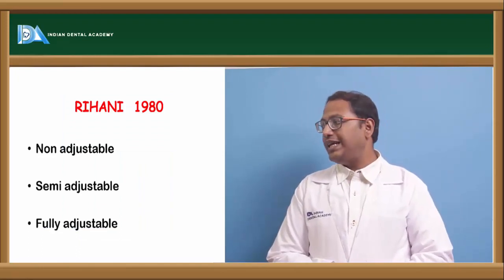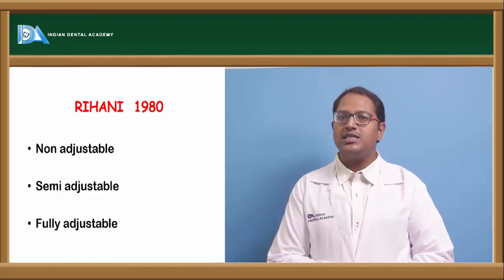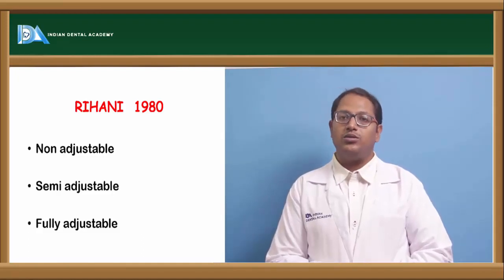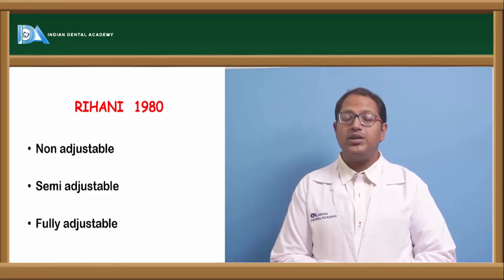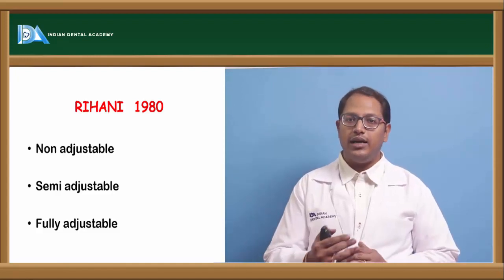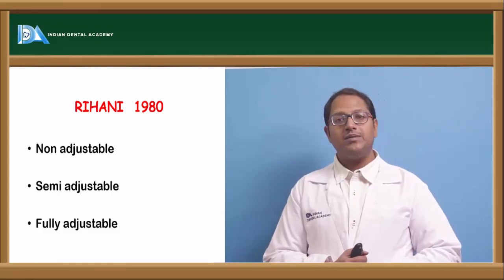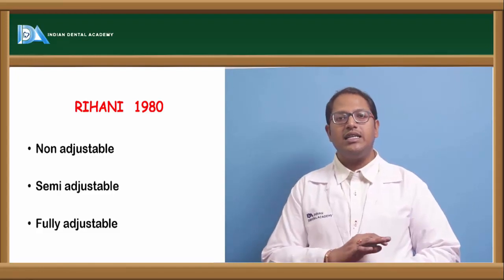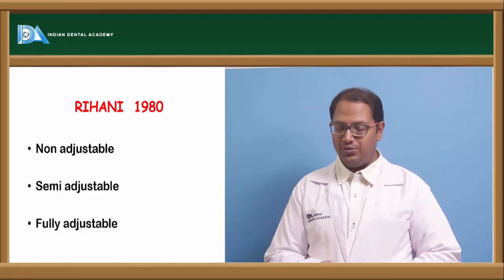Rihani, in the year 1980, came up with a much simpler classification of articulators: non-adjustable, semi-adjustable and fully adjustable. Non-adjustable articulators are those which cannot be adjusted. Semi-adjustable articulators, like the Hanau H2 Whip Mix articulators, can be adjusted a little. They can take lateral records and protrusive records. Then fully adjustable articulators, like the stereographic Denar D5A articulators, can take all the records and all the border movements. So those came up as the fully adjustable articulators.